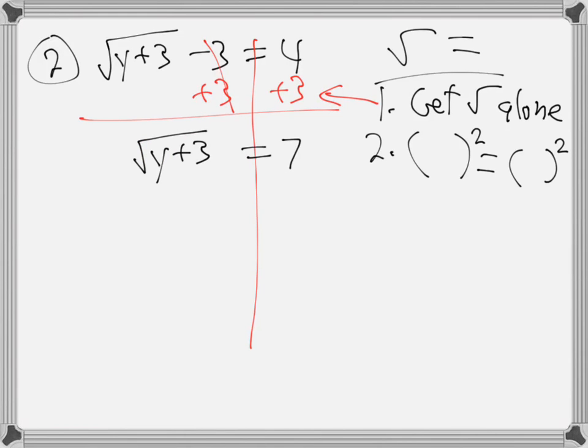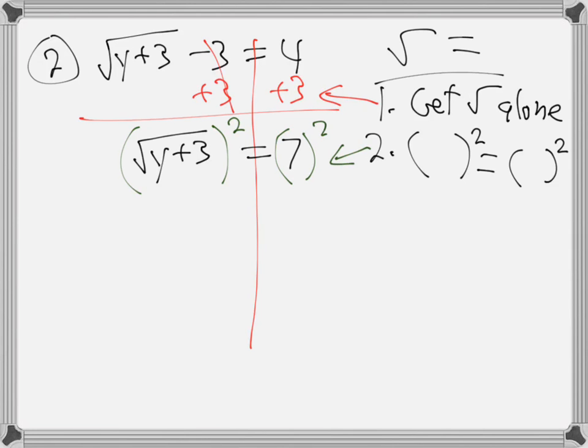We good to there? See how the root's alone now? He's the whole left side now. Right? Now do the parenthesis 2 power, both sides. First get it alone, then 2 power both sides. So now we 2 power, parenthesis 2 power, parenthesis 2 power.